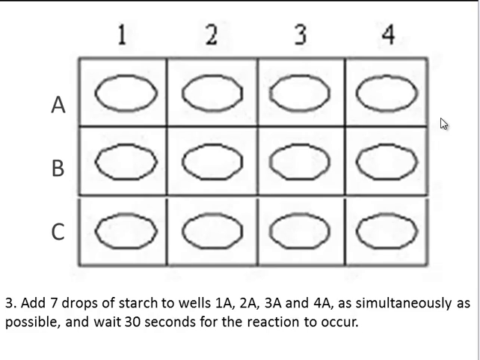Then we need to add our substrate. So to each well, as quickly as possible, you're going to add 7 drops of starch. You want to add the starch as quickly as possible because you want to give each well the same amount of time to react. So you'll wait 30 seconds after adding the starch to give time for hydrolysis to occur.